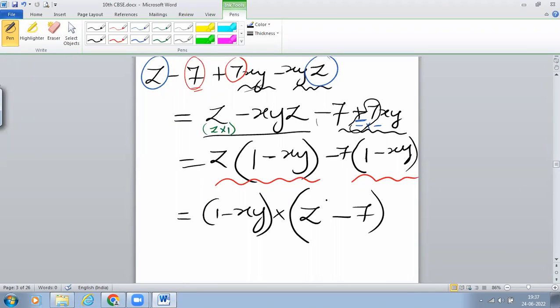The meaning of factorization is writing a number as a product of simpler numbers. Likewise, writing an expression as a product of simpler expressions. So we have (1 minus xy) into (z minus 7). This is the answer for this question. Please write the answer.